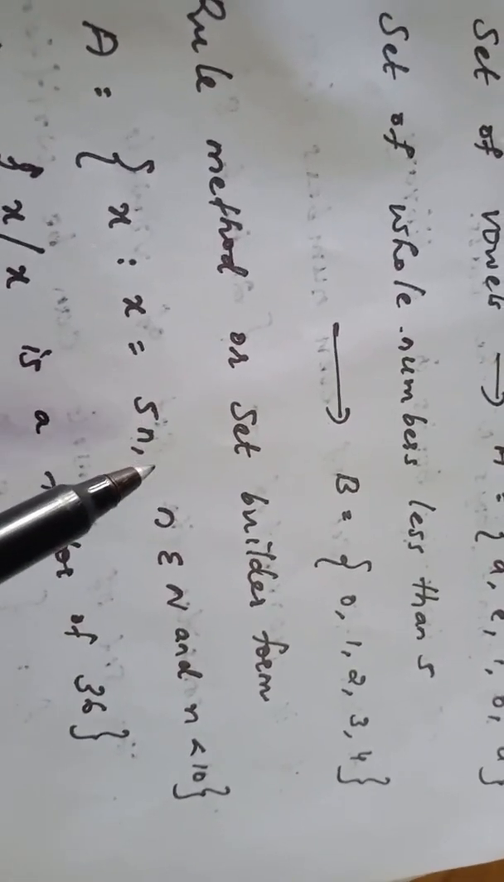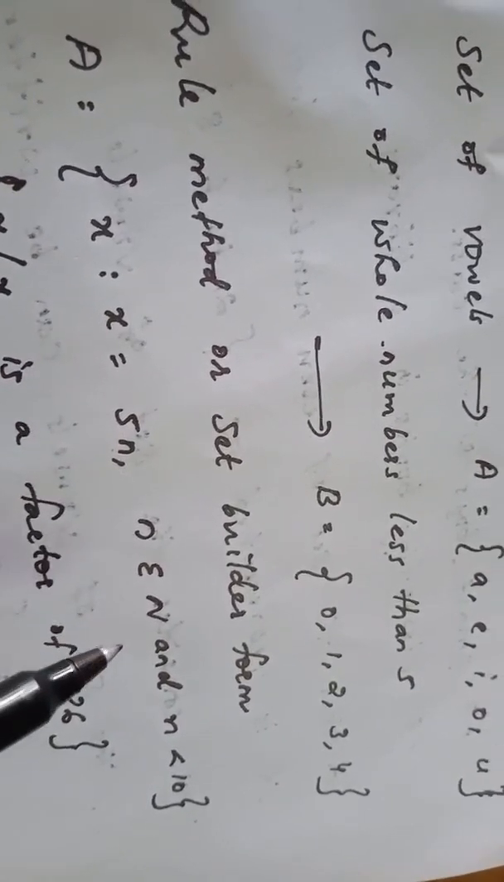For example, if we substitute n equal to 1, we will get 5 into 1, that is 5. So the elements of this set A are 5, 10, 15, 20, etc. up to 45, because we can take values for n up to 9. It is given here n less than 10.